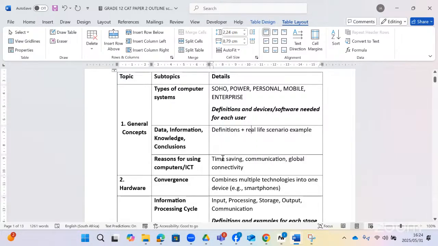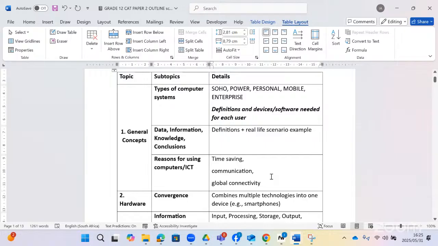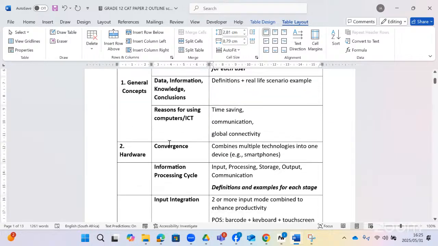And then reasons why we use computers or ICT, like time-saving, communication and global connectivity. The main reason why we use ICT or computers. We use computers for various reasons, so you have to know these reasons. So this is about the general concept which falls under the system technologies. Right. Then the second one is also talking about the hardware.